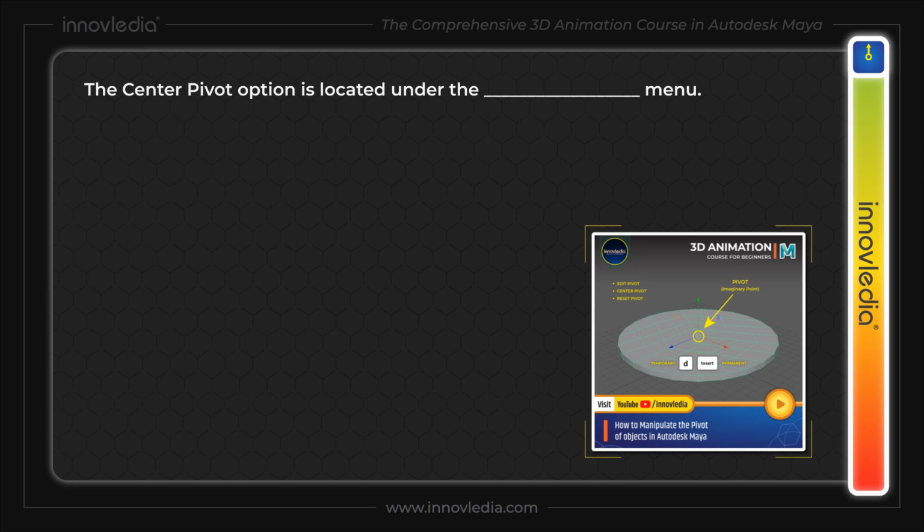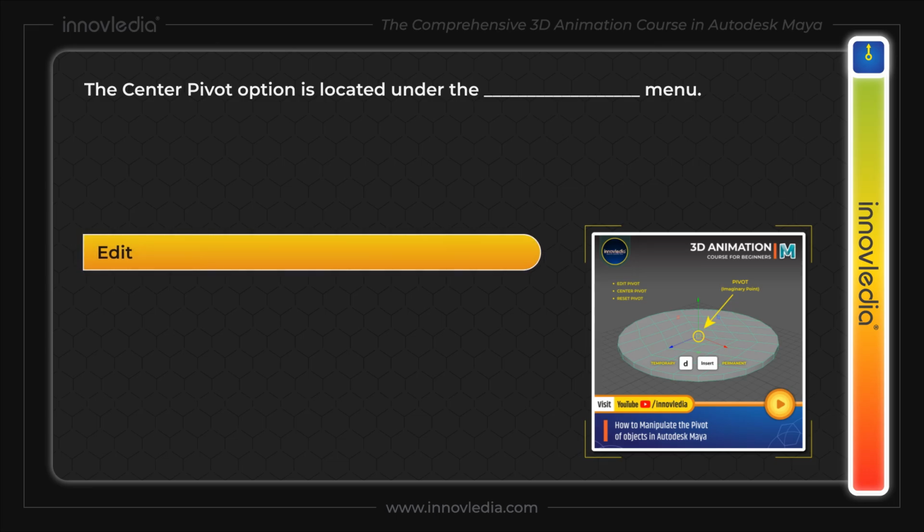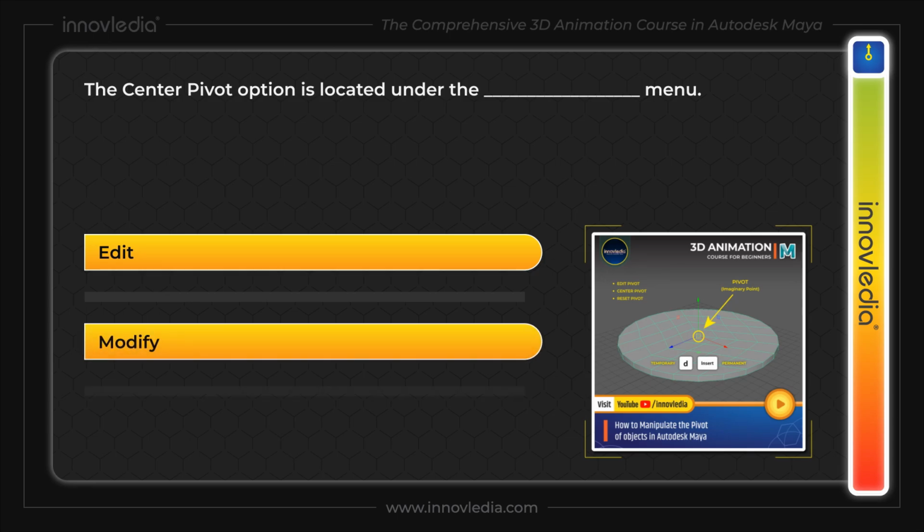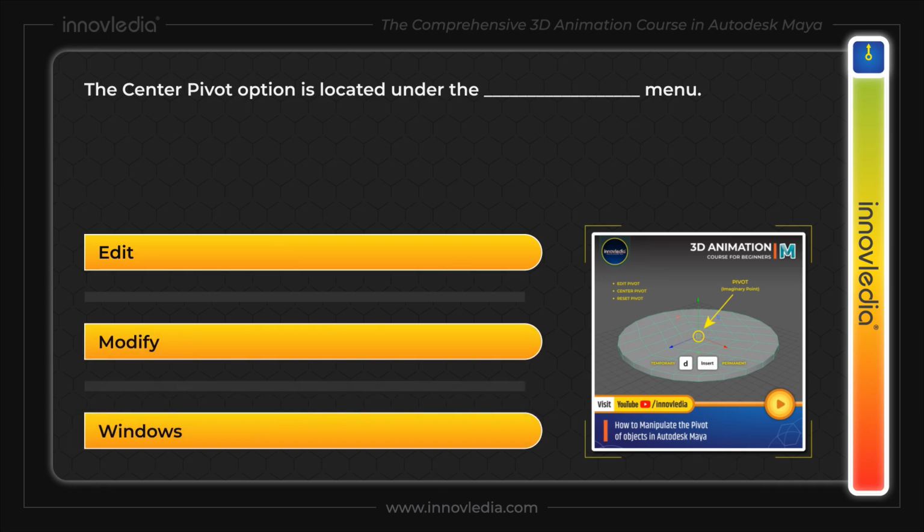The center pivot option is located under the dash menu. The options are Edit, Modify, Windows. Your time starts now. And the correct answer is modify.